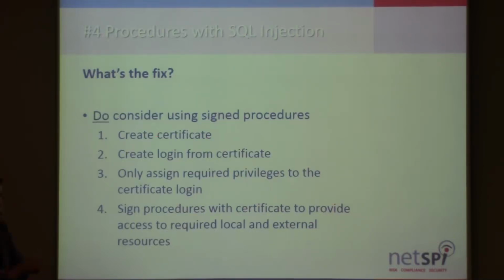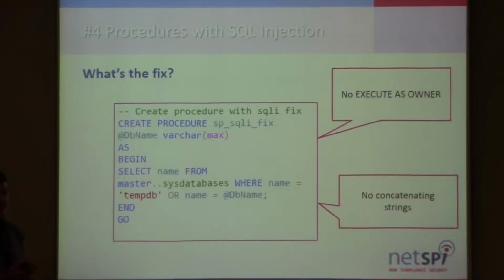You then create a cert, and you create a login that you map to the cert or that is generated from the certificate. You only assign the privileges you need to the cert login, and then you sign the procedure with the cert. Then it runs with the login that was generated, that you assigned privileges to. So it's a really good way to create granular access to privileged objects. And that's the preferred best practice for Microsoft too. It's a little complicated and convoluted, especially when you're working between databases, but it's a good route.